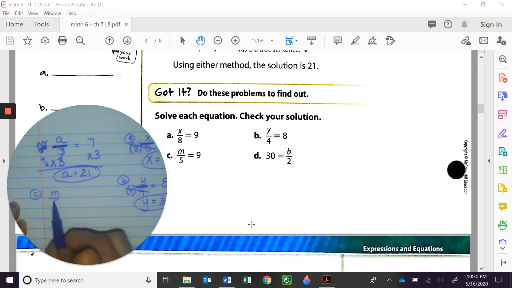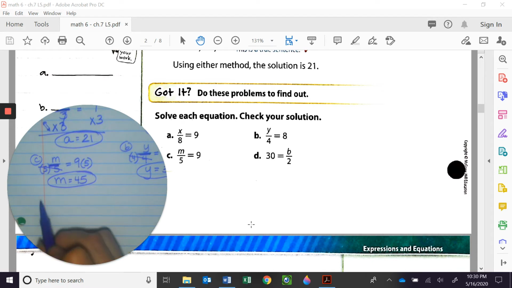M over 5 equals 9. So look what we're doing. We're dividing by 5. So we're going to multiply by 5. M equals 45. 30 equals B divided by 2. So we see we're dividing by 2. So we're going to multiply by 2. B equals 60. Remember, we don't like to write it that way, so we're going to flip it around to make sure the variable's in the front.